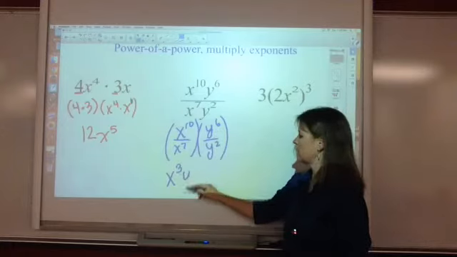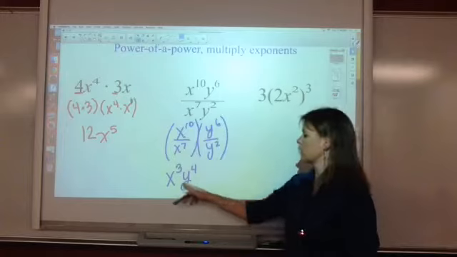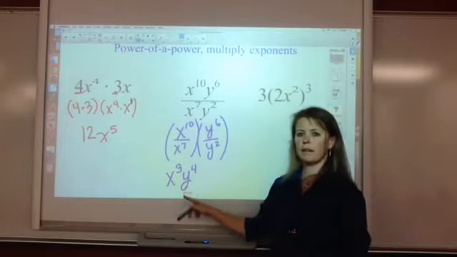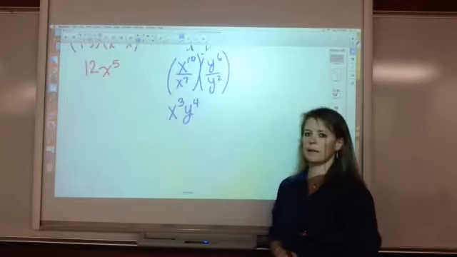When dividing, keep the base, subtract the exponents. 6 minus 2 is 4. Since these bases are not the same, you don't combine. There's no multiplication there. That is your final answer.